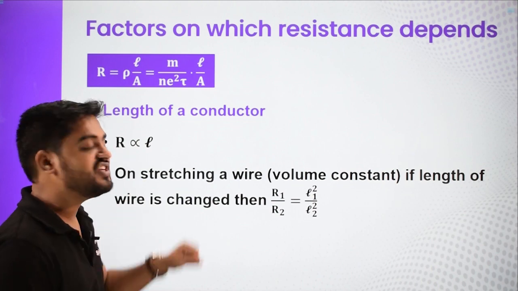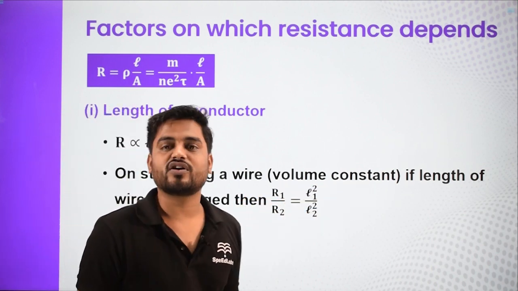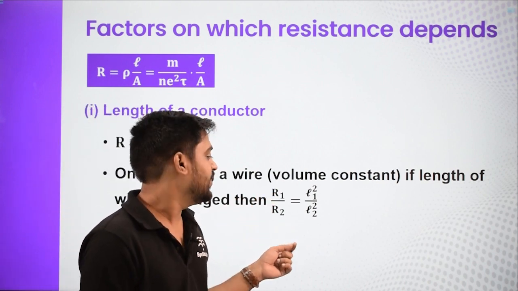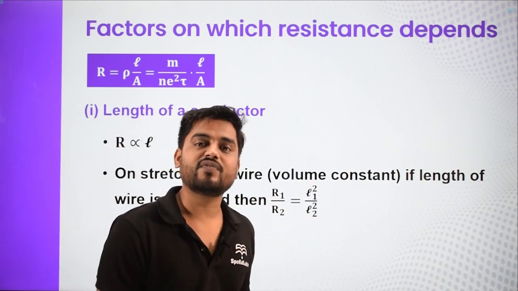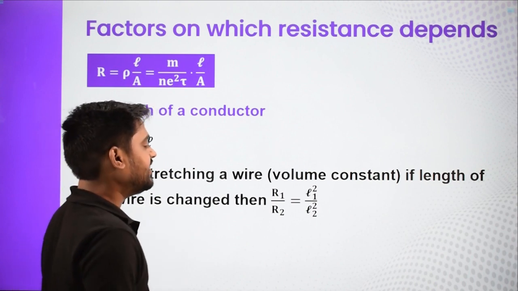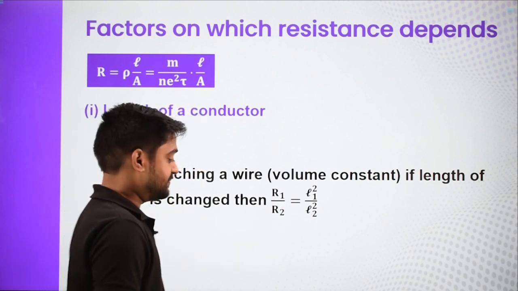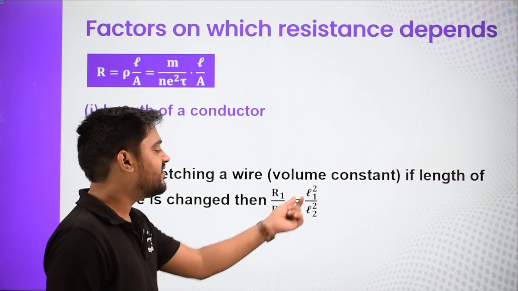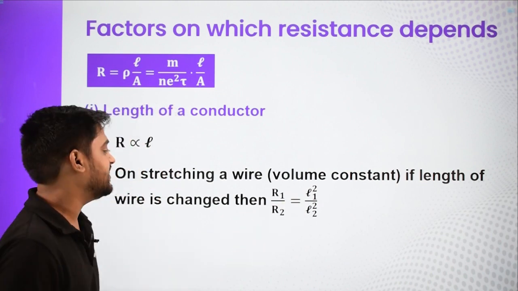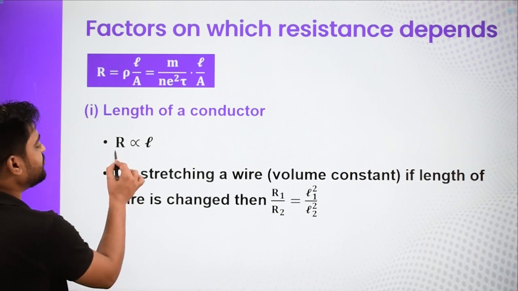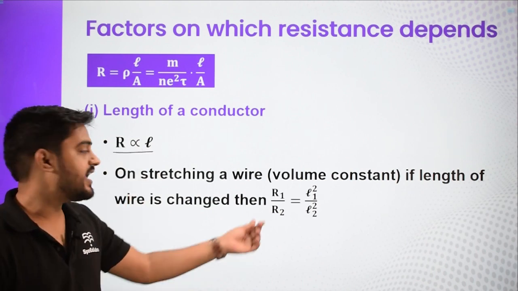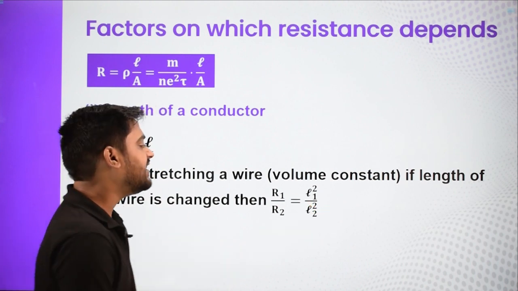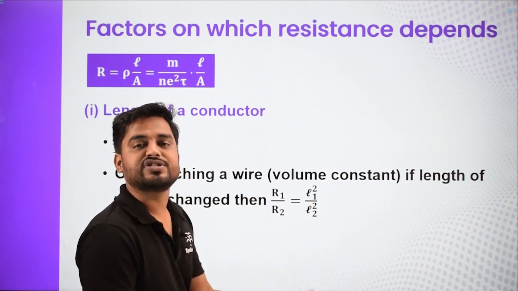Now, on stretching a wire, given that its volume is constant, if the length of the wire is changed, then R1 upon R2 is equal to L1 by L2 whole squared. R1 is the initial resistance, R2 is the final resistance, L1 is the initial length, L2 is the final length. Here we were saying that R is proportional to L. But here R is proportional to L squared, right? But how are we getting that? See, R is still proportional to L only.